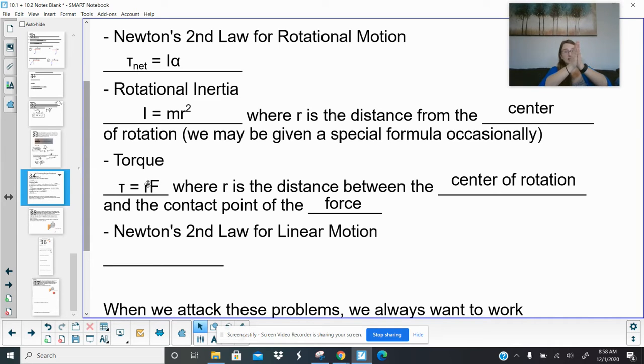Like a door, we talked about how even if a door is this long, if I apply a force here to push that door open versus at the edge, that's going to change this R. You just have to be careful. The first R specifically refers to the radius of the object itself, or the length of the object itself from the center of rotation. This R refers to the distance from the center to the contact point of the force. Be very careful to try and keep those straight.